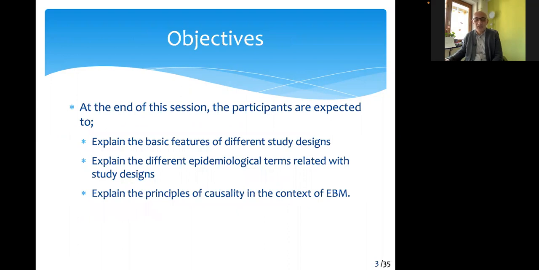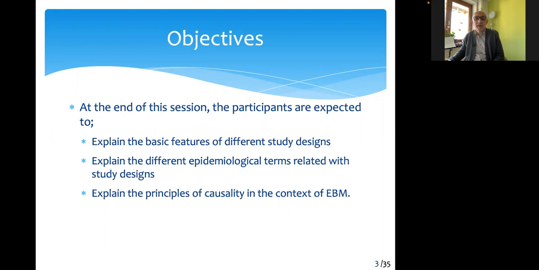In this session, my objective is that at the end of the session, the participants should be able to explain the basic features of the different study designs. So we will be talking about the study designs, then epidemiological terms, and finally, I have 1 or 2 or 3 slides for causality in medicine or in research.